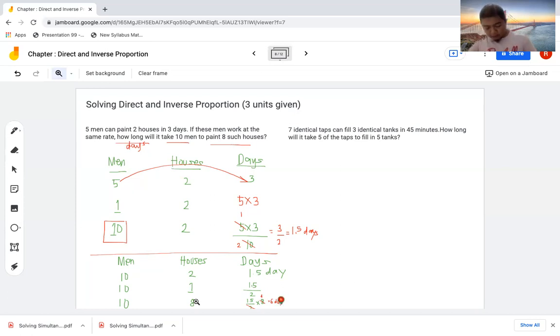Okay, so now we were able to get the answer here. So that means the final answer, how long will it take 10 men to paint 8 such houses, will be equivalent to 6 days.